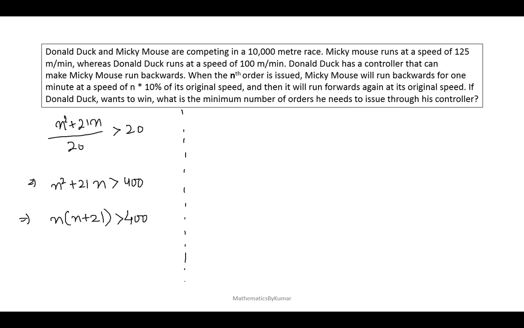Okay, so let's see, how about we start with a guess. Let's start with n equal to 10. Let's say 10 is the minimum number of orders. For that I get 10 into 10 plus 21, which is 31. This is 310. Greater than 400? No.